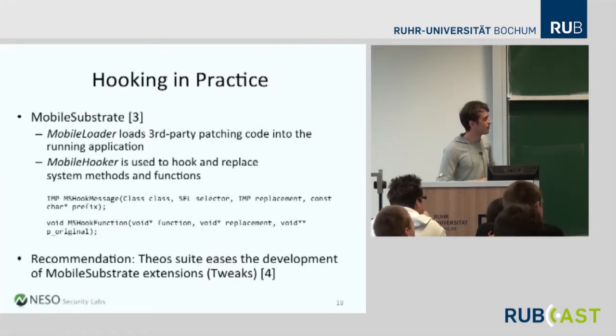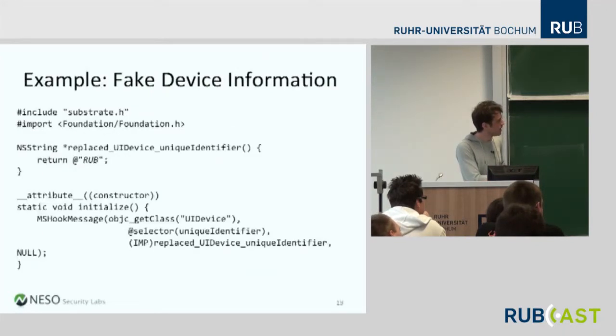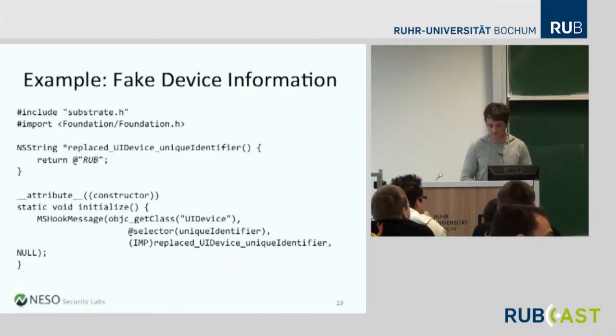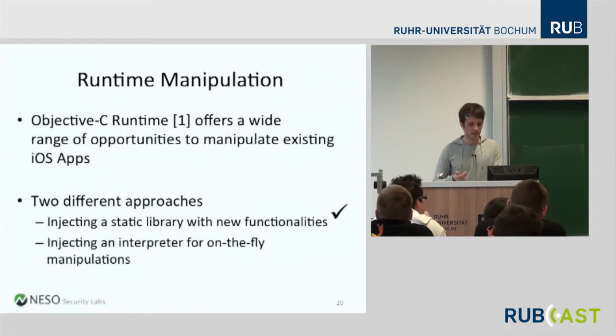So here's an example of a first tweak. When that library is loaded, the implementation of the method unique identifier, which returned the unique device ID before iOS 7, is replaced. Whenever the class UIDevice receives the message unique identifier, it will return this value, and that implementation will always return a static string. That was the first example of a simple tweak, the first way of extending apps with additional code using injected libraries.